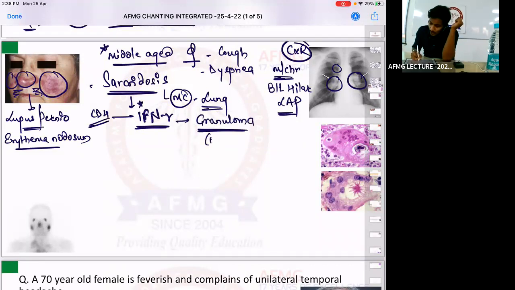So in cases of sarcoidosis, which type of granuloma is seen? Caseating granuloma means at the center of the granuloma you will have cheesy necrosis. Caseating granuloma is seen in cases of TB, and which fungal infection? Histoplasmosis. So caseating granulomas are seen over there. Non-caseating granuloma is a feature of sarcoidosis.